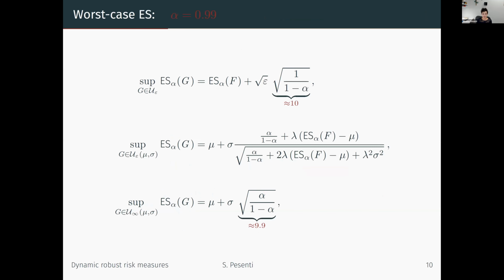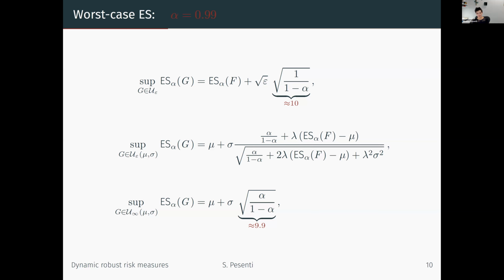So let's look at the expected shortfall, because then the formulas get a bit nicer and it's better to make an interpretation. These are the three cases that I looked at. The top one is if we only look at the Wasserstein uncertainty. We know that in that case, the worst case is the expected shortfall of the reference distribution plus a shift, a constant. And here, the numbers in red are for the choice of alpha equal to 0.99.